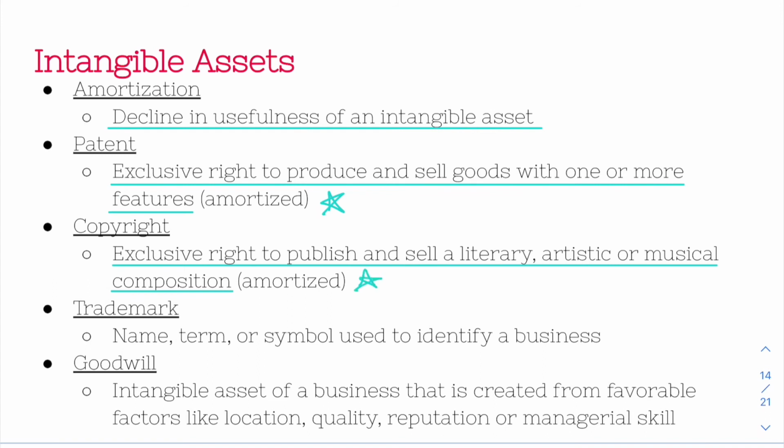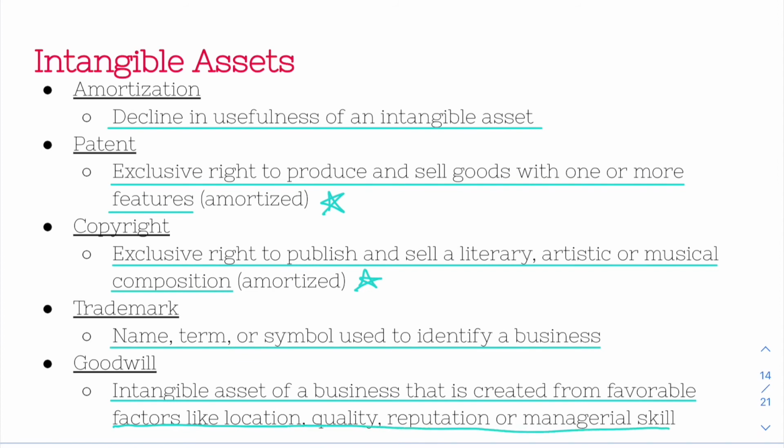A trademark is a name, term, or symbol used to identify a business. And trademarks aren't amortized. You don't do anything with them. They just kind of exist. And just in case you weren't familiar, a trademark could be like the Nike symbol or the Apple symbol or something like that. And then we have goodwill. So goodwill is an intangible asset of a business created from favorable factors like location, quality, reputation, or managerial skill. Goodwill usually comes from mergers and acquisitions and that type of activity.